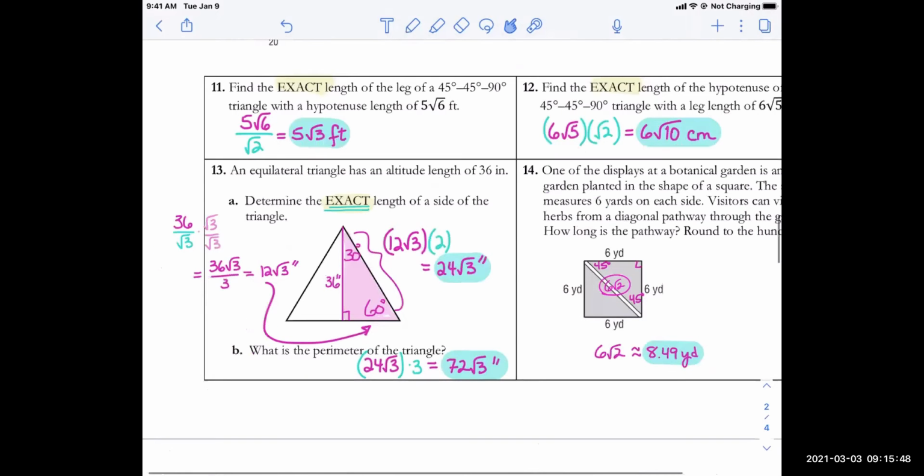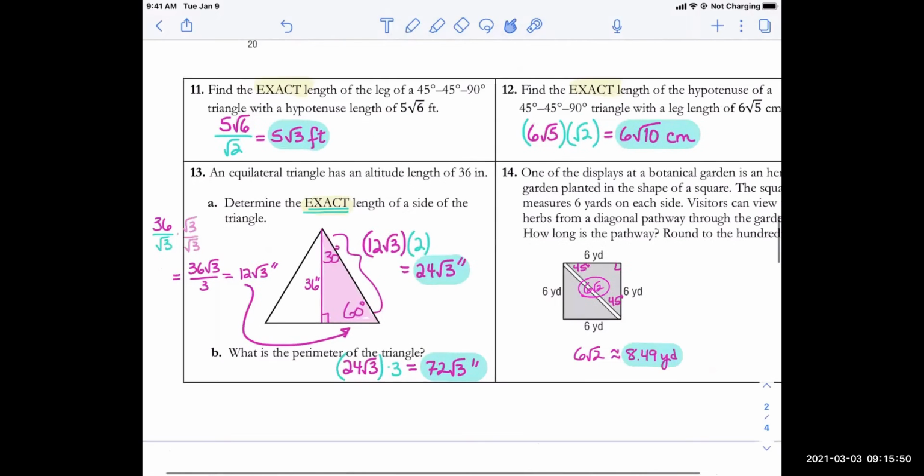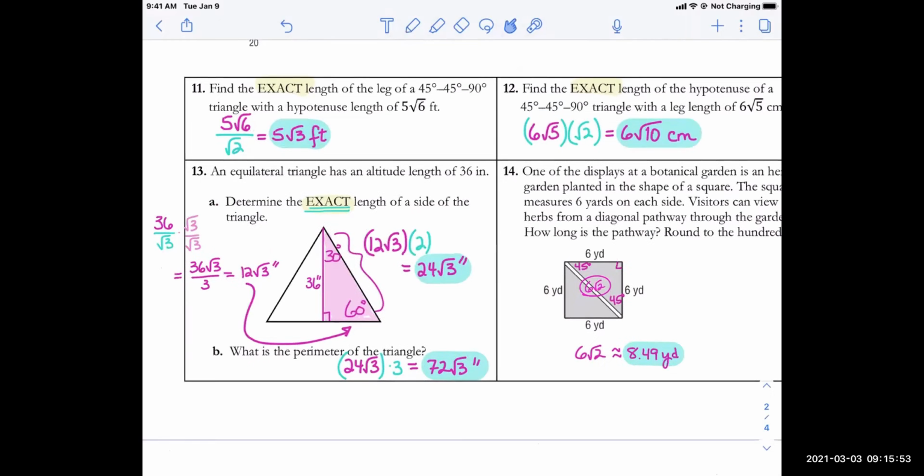Okay, here's the bottom of that one. And again, when it says exact length, anytime it says exact, exact and simplified, simplified radical form, exact and simplified radicals, anytime it says exact, that means you should not be rounding. Exact means radicals and fractions.